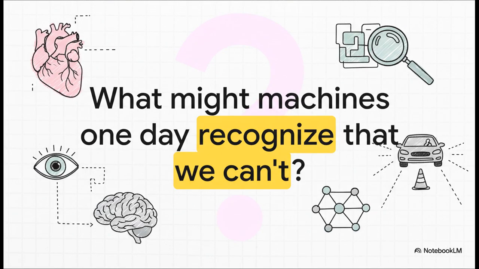And this technology is everywhere now, from medical scans that can spot diseases earlier than a human doctor to the self-driving cars navigating our streets. It's completely changing our world, which leads to a fascinating final thought. If these machines can learn to see all the patterns we've taught them, what might they one day be able to recognize that we as humans can't?